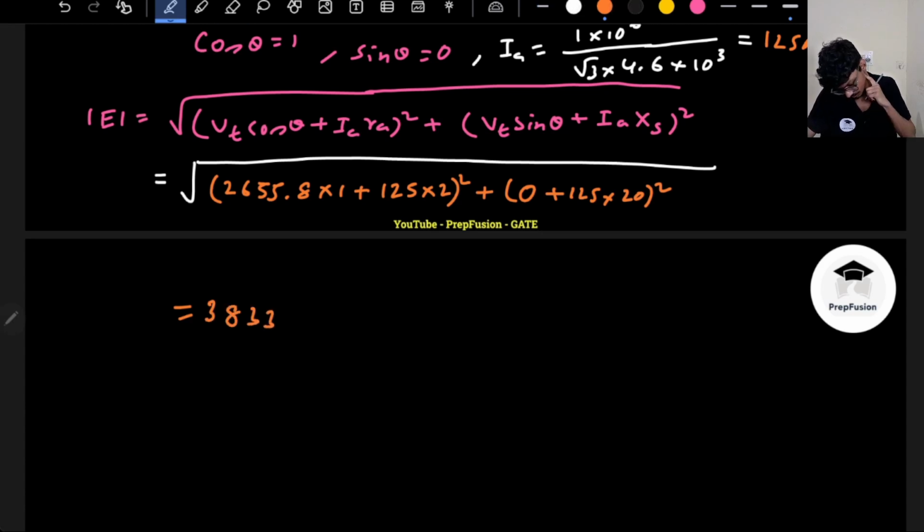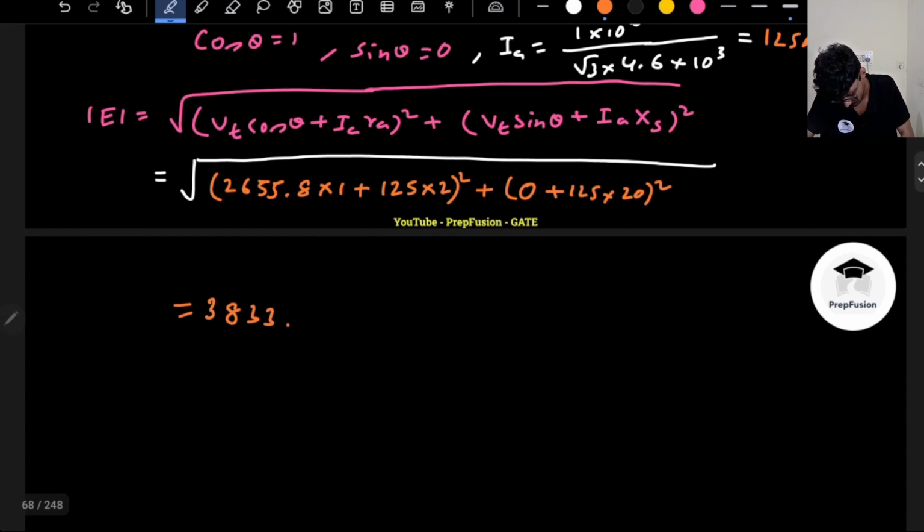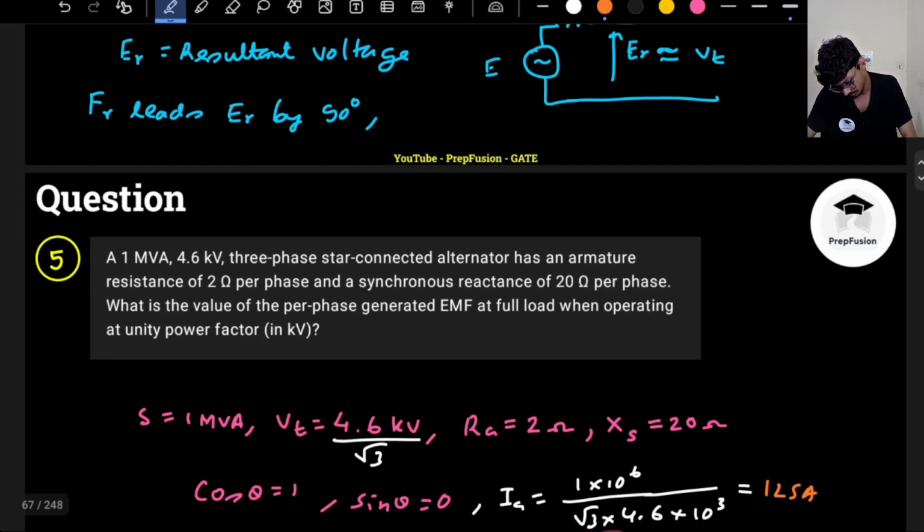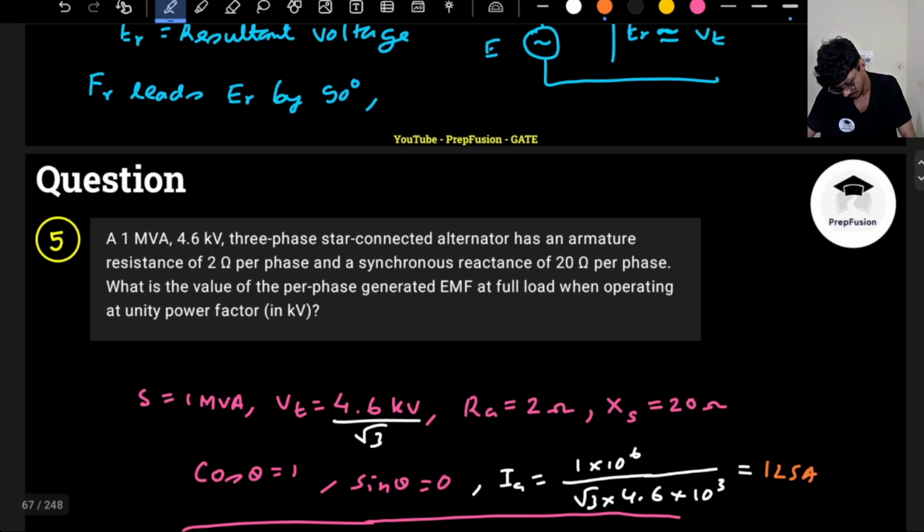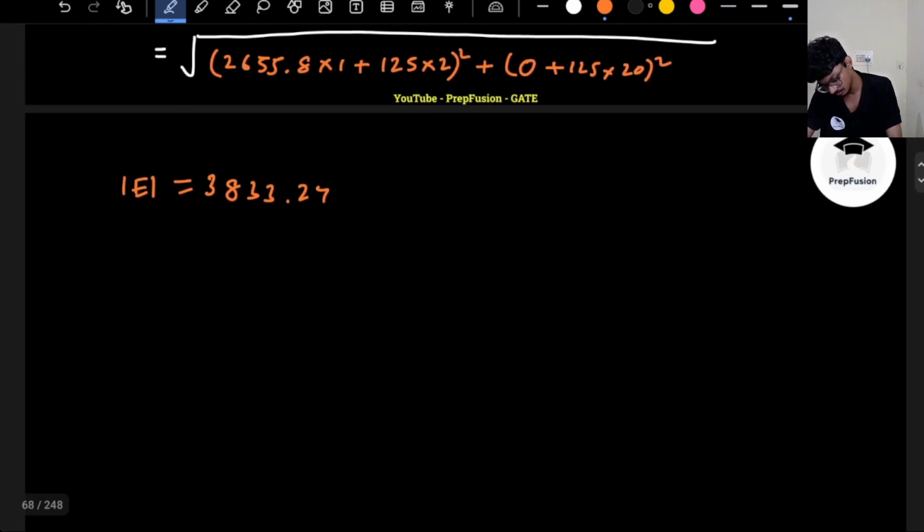Okay, how is it lower? Oh, okay, no, it is not lower, this is higher only. So 3833.24 will be your induced EMF value, or you can directly write down the per phase generated EMF at full load as 3.833 kilovolt. This will be your answer for the question.